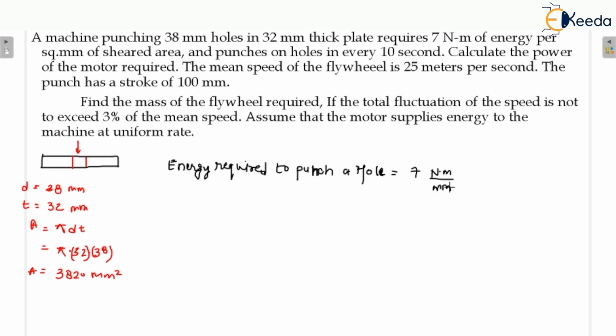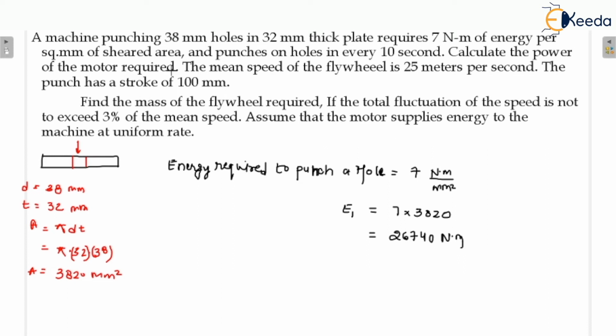per square. Okay, so we can multiply with area, so we will get the value of energy, that is E1. I'm considering E1 as 7 multiply what is sheared area, that is 3820, and you will get the value of energy requirement. Okay, so that would come out to be 26740 Newton into meter. Okay, so that is the energy requirement for the punching, 26740 Newton into meter.